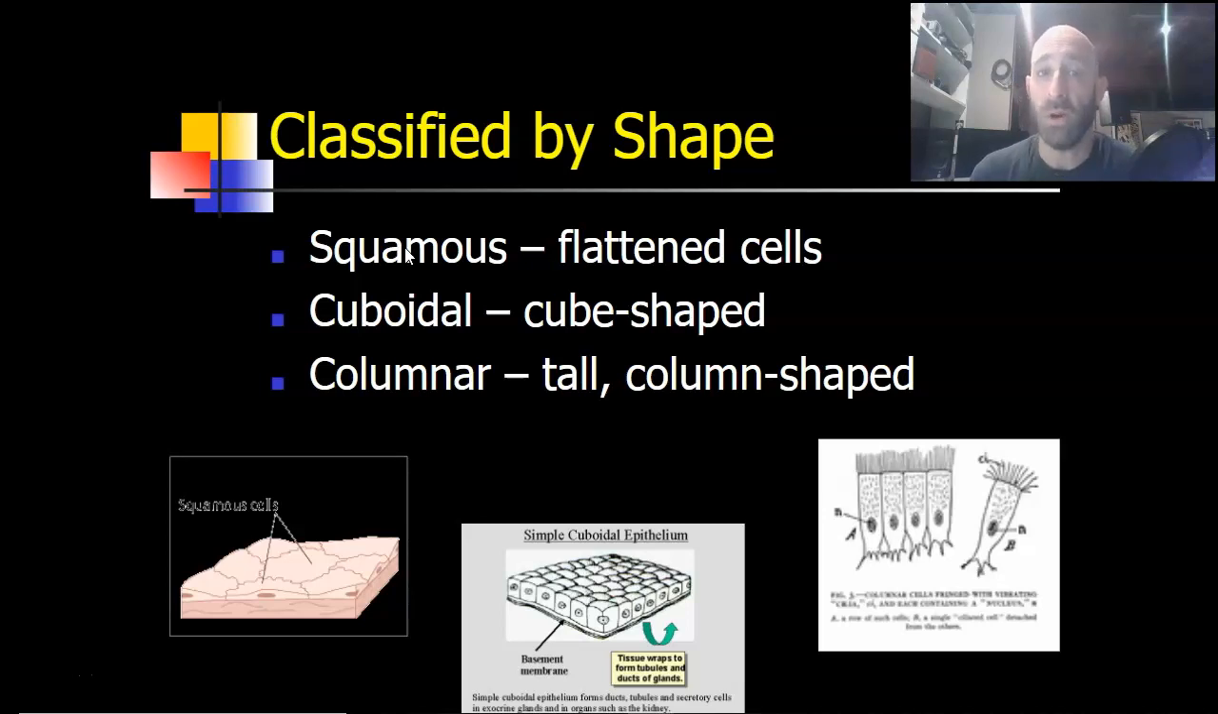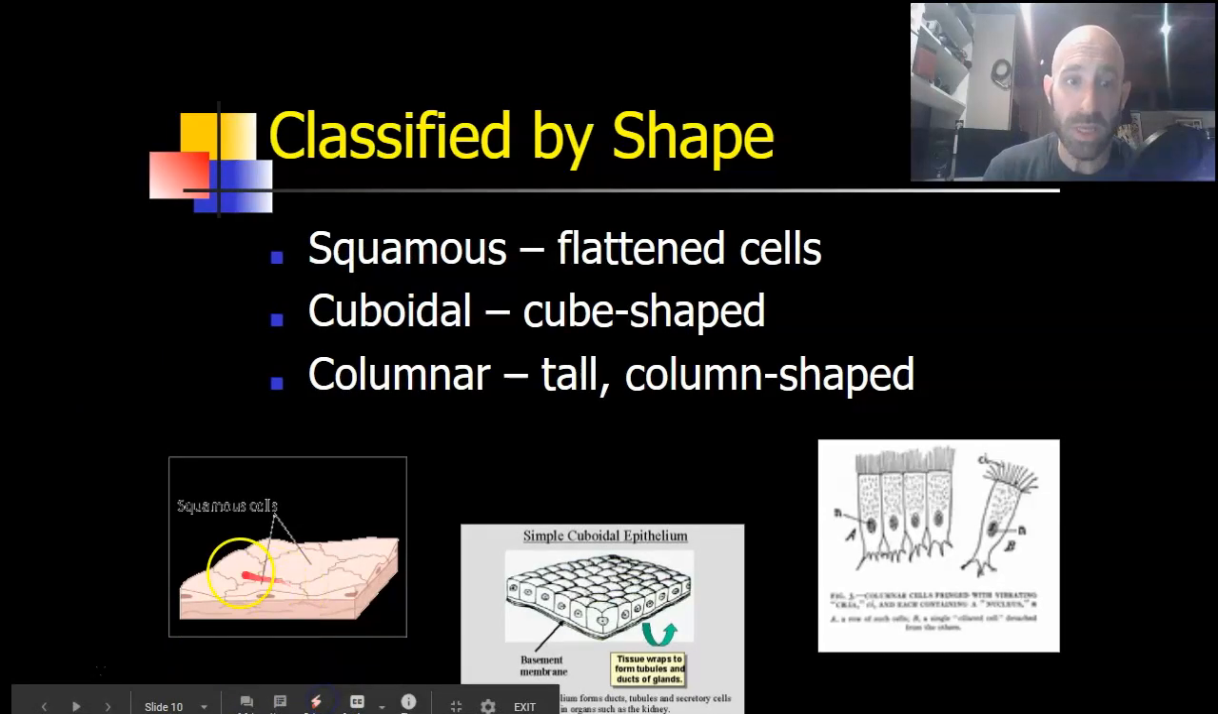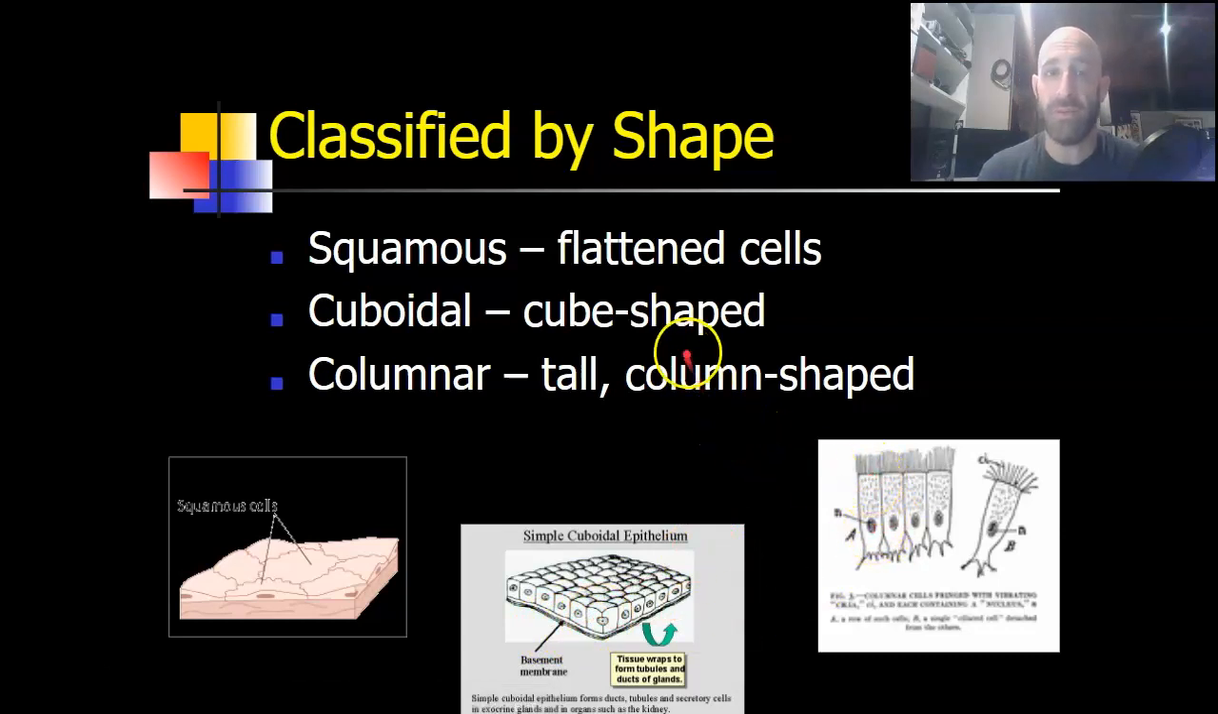You could have cuboidal, which is easy to remember because it's cube-shaped. So if you look down here, you can see squamous is flat, cuboidal is cube-shaped, and then columnar are tall and column shaped. And you can always tell the cuboidal versus the columnar because of where the nucleus is. If the nucleus is right in the middle, it's cuboidal, and if the nucleus is either down low or up high, it's columnar, and that's how you can tell that difference.